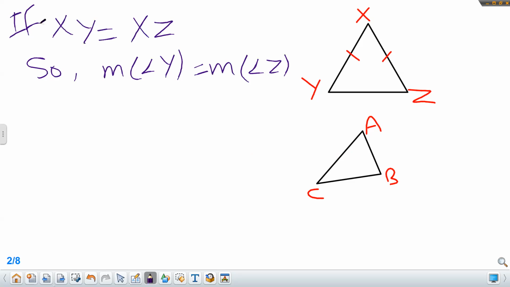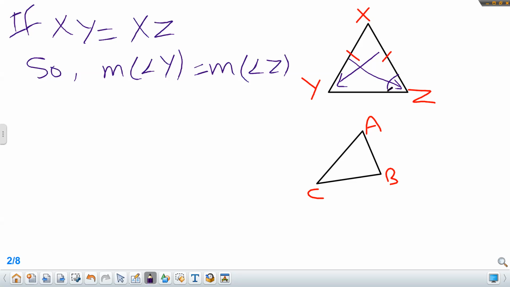Yes, because if two sides are equal, then the opposite two angles are equal. Angle Y is opposite to XZ and angle Z is opposite to side XY. So if the sides are equal, the opposite angles are equal.